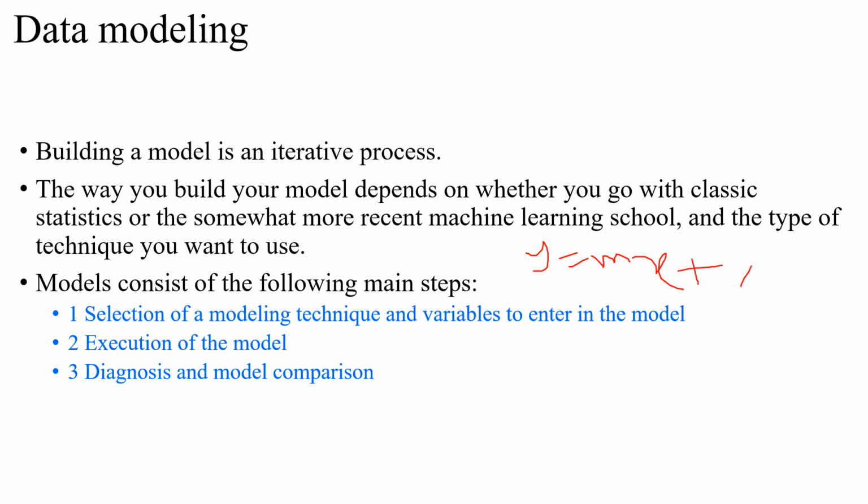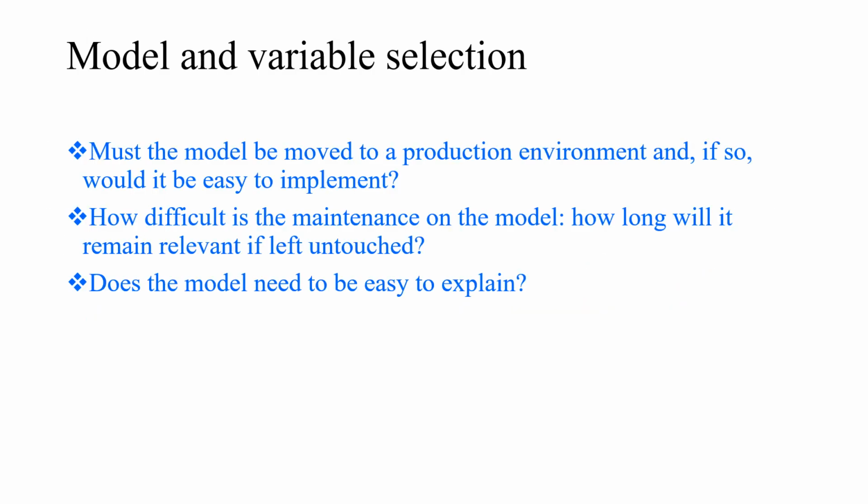So y equal to mx plus c. At the end of the modeling, we should be able to know what m and c are. If we choose this model, the variables m and c have to be modeled, and for that we need the y variable and the x varying variables. So first you have to select the modeling technique and the variables to enter in the model, then execute the model, then diagnose it, and compare the models. These are the steps.